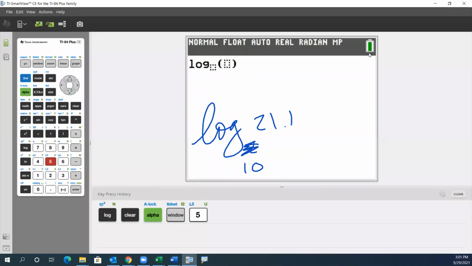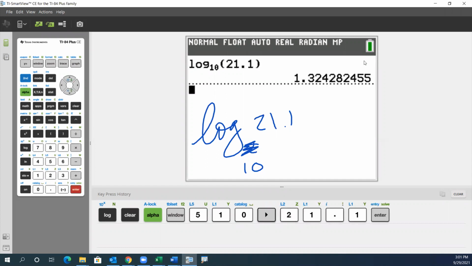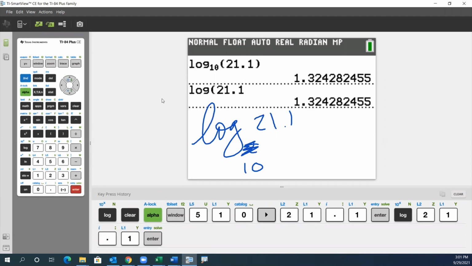All right, so I'll go log 21.1, and I get that. Or I could have, like I said, just done log base 10 of 21.1, and I get the same answer either way. So what does the answer mean? It means that if you do 10 raised to that power, you'll get 21.1.